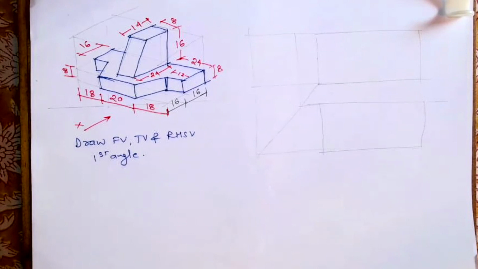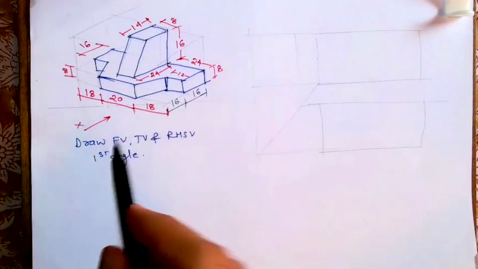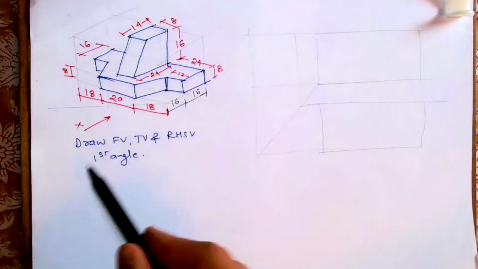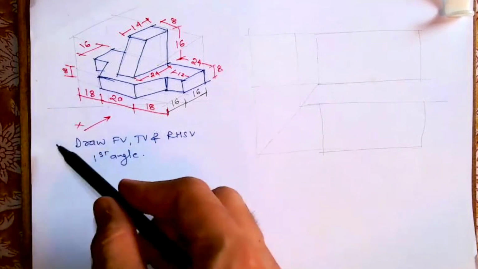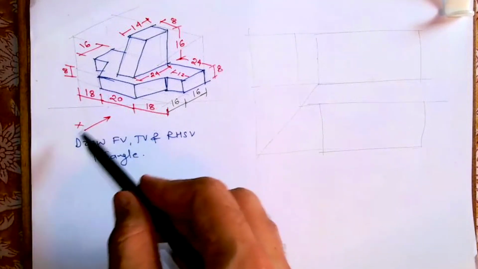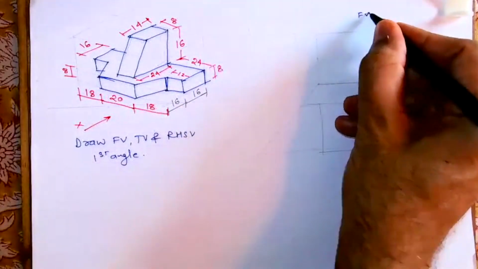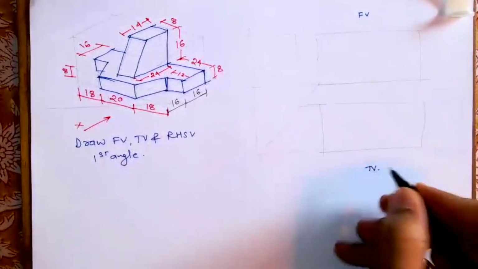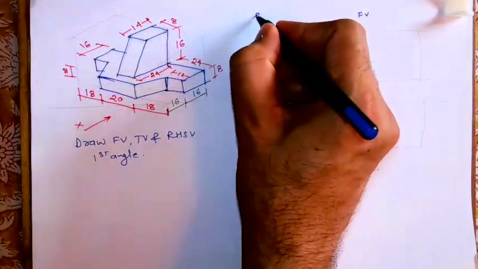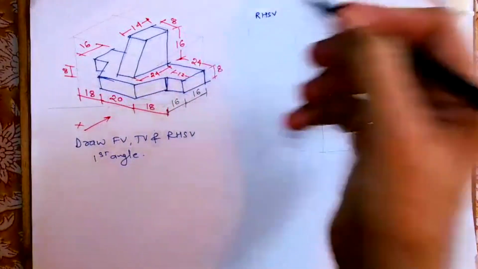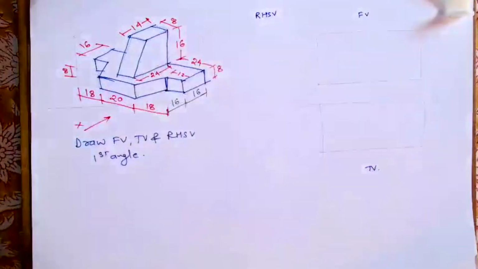Welcome to Technical Drawing. Today we'll see this sum in orthographic. We have to draw front view, top view and right hand side view in first angle. So when you see from here, we need to draw it in first angle. We'll draw front view here. We'll draw top view down and right hand side view will come on left side. Remember that in first angle, right hand side view goes on left hand side.